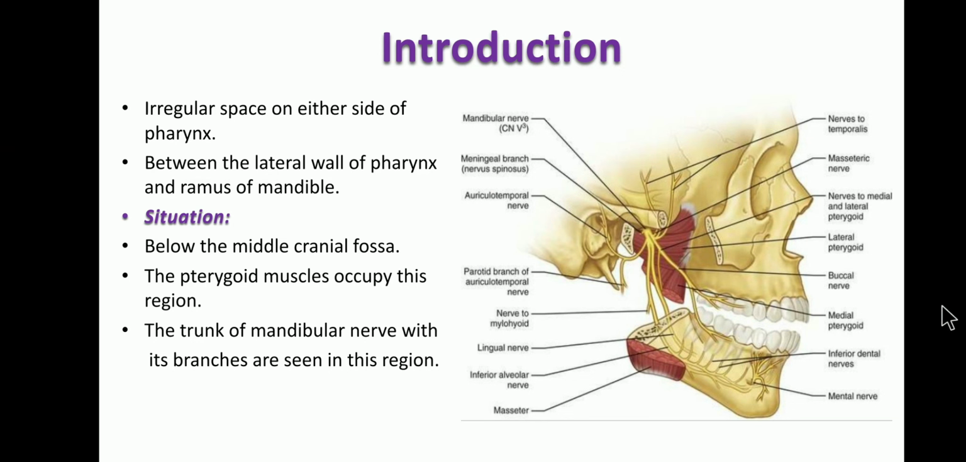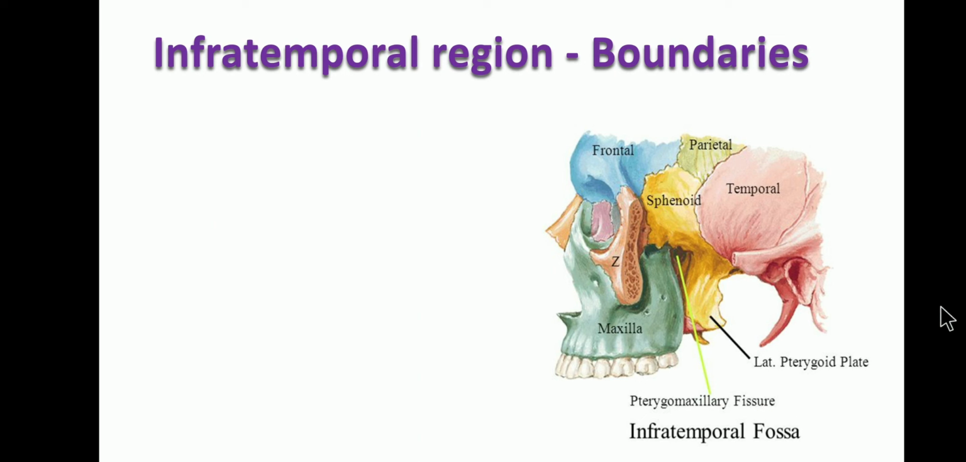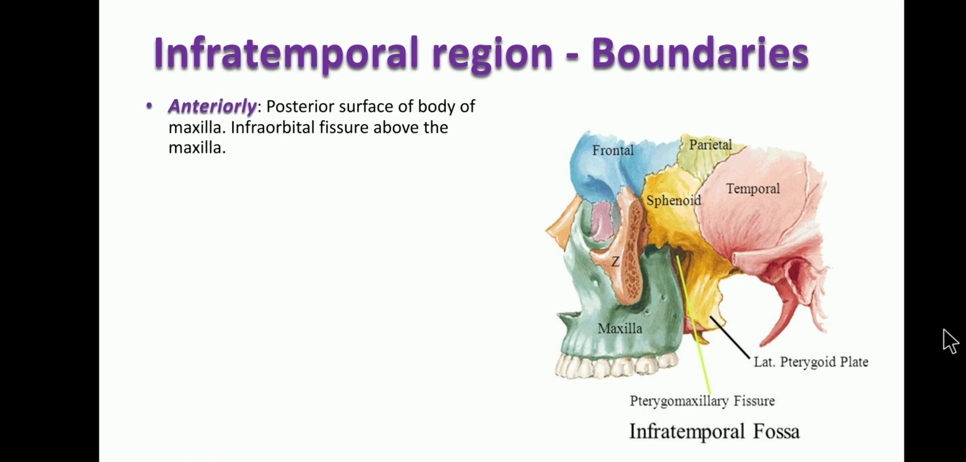Now, let us try to understand the boundaries of infratemporal fossa. This space, which is below the middle cranial fossa, is bounded anteriorly by the posterior surface of the body of the maxilla. And this bulged part is also called the tuberosity of the maxilla. Above you can see the infraorbital fissure passing, and then you can see the other end of the infraorbital fissure is the infraorbital foramen. So that is seen on the upper surface of the body of the maxilla.